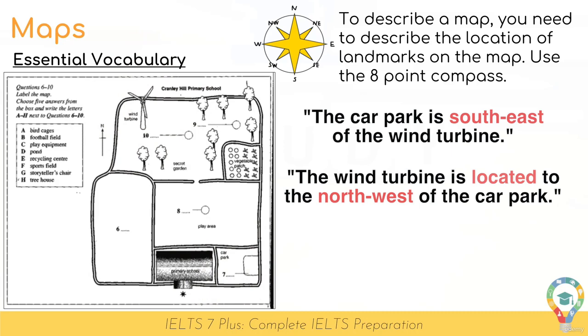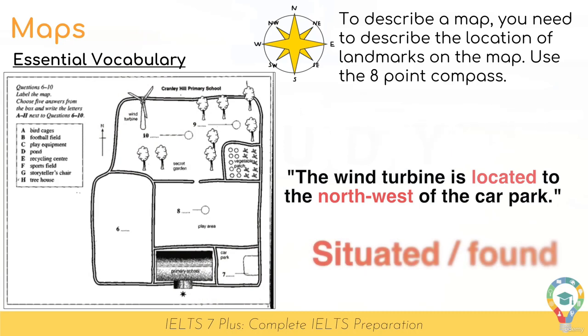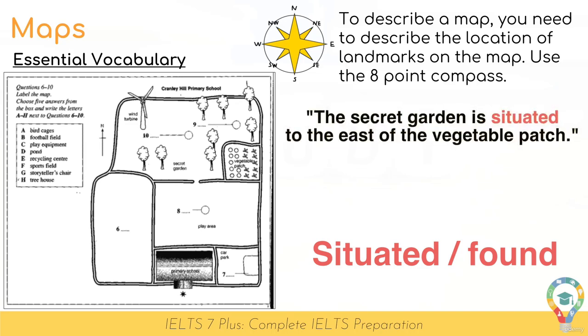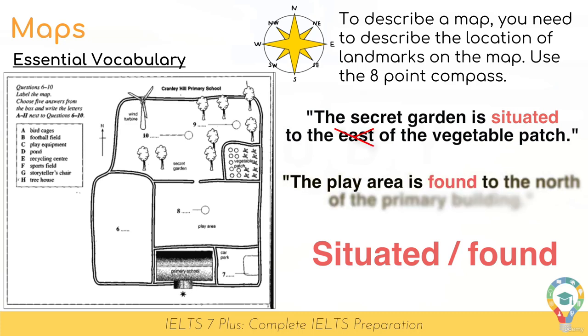Here are some synonyms that you could use instead of located. You could use situated or found. For example, the secret garden is situated to the east of the vegetable patch. Or the play area is found to the north of the primary building. Use the example sentences and the 8-point compass to practice describing the location of features on this map.